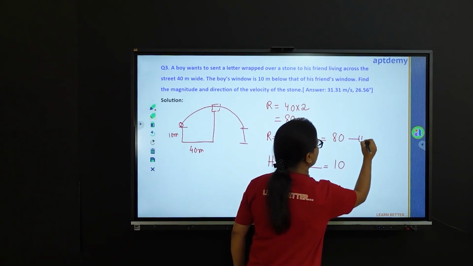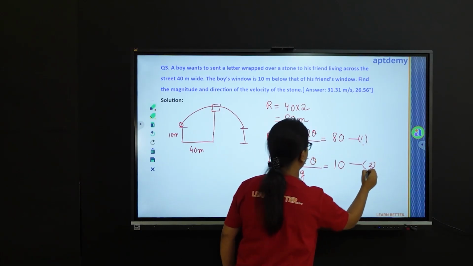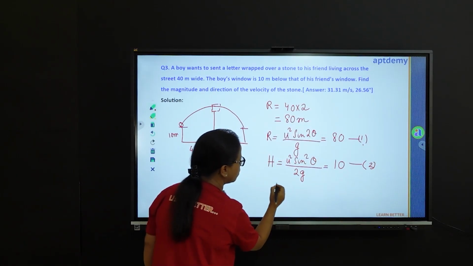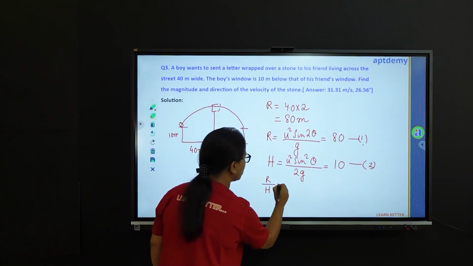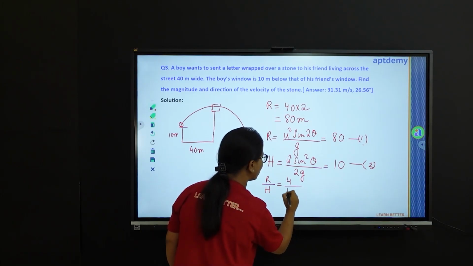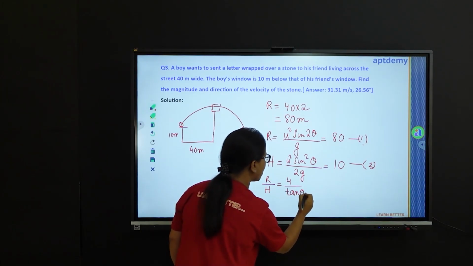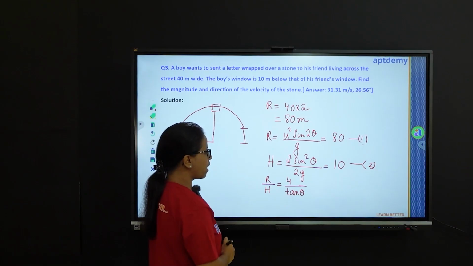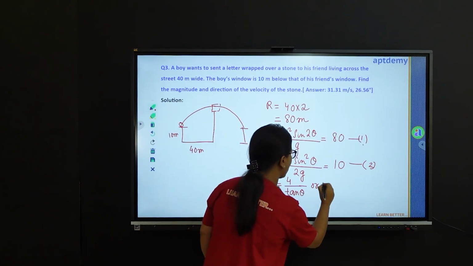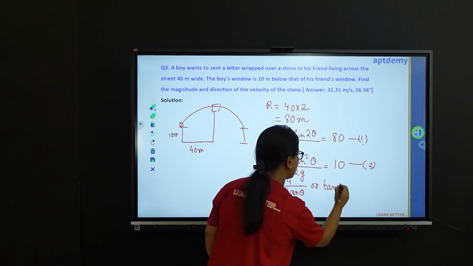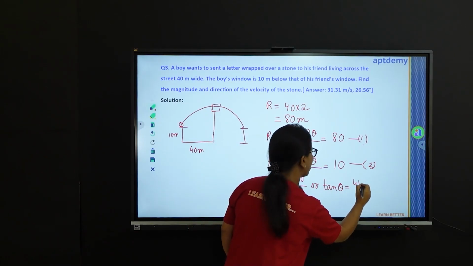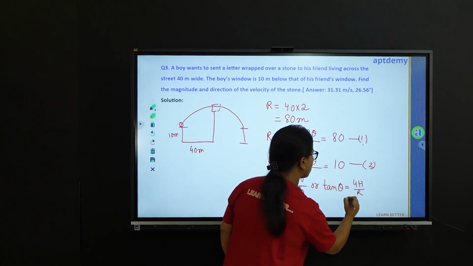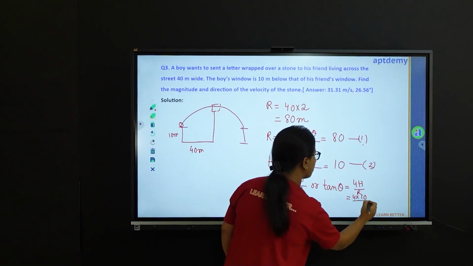So let us mark these equations 1 and 2, and then use the formula, the helper, R by h equal to 4 by tan theta. No need to go for other formulas, we will directly use our helper over here. So we have tan theta is equal to 4h upon R. So it is 4 into 10 by 80.